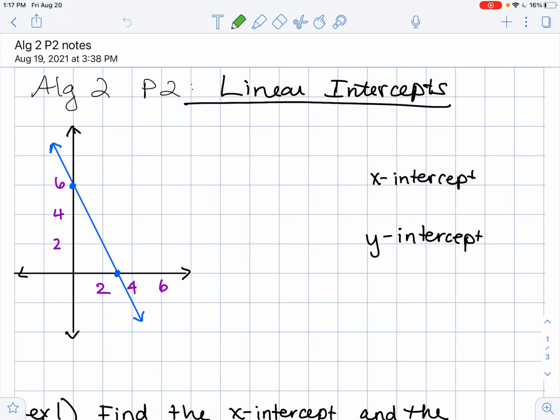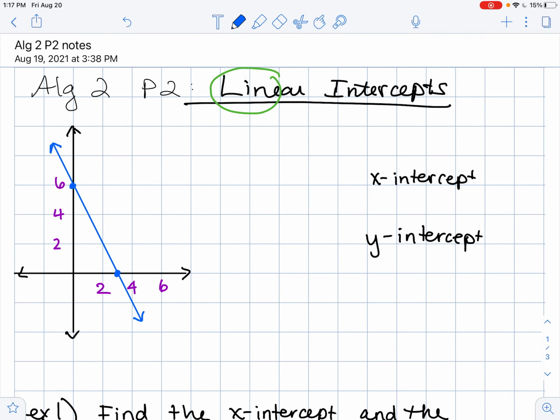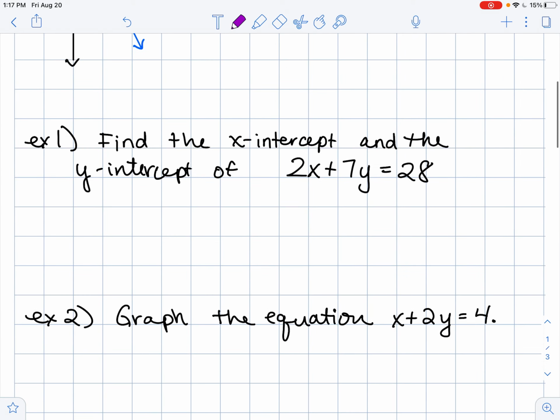Let's jump in. So when we have a graph of a line, remember that's the root word of linear, there are two things that we can always find. We can see if it has an x-intercept, which means that's where it hits the x-axis. And we can see if it has a y-intercept, which is where it will hit the y-axis, and those values are always on the line. If it's parallel to one of those axes, it will not have an x or y-intercept. So find the x-intercept and the y-intercept of 2x plus 7y equals 28.